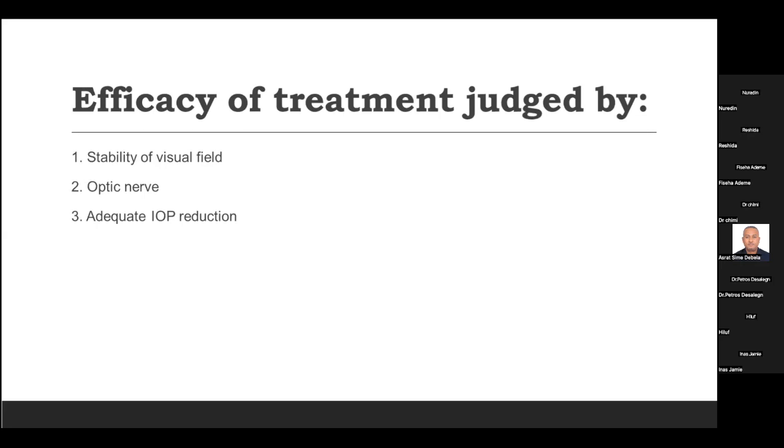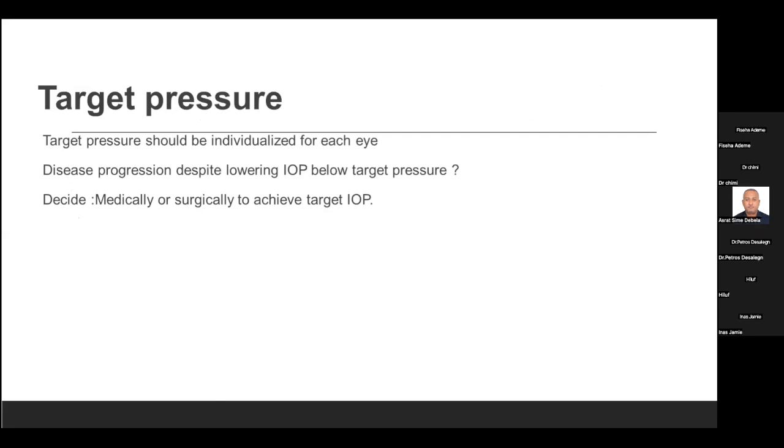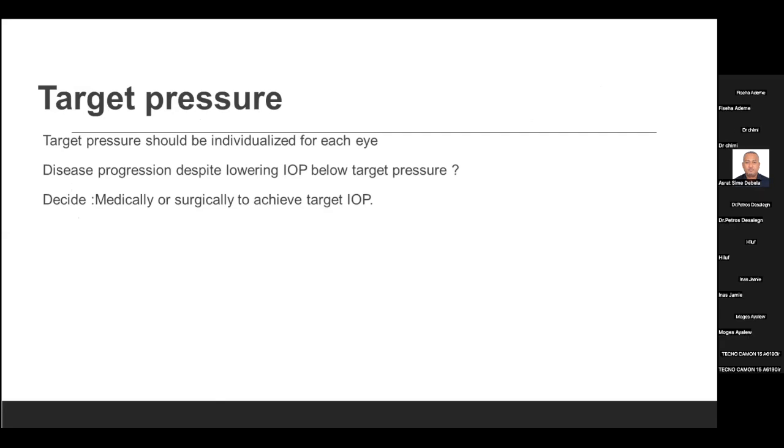Coming to the efficacy of treatment, it is judged by the following: the stability of the visual field, optic nerve head damage, and adequate IOP reduction. So we always have a target pressure, and the target pressure should be individualized for each eye. It depends on how high the IOP is at presentation when we first meet the patient, and how severe the patient's visual field damage is. All these factors lead us to how to set the target pressure for our patient.